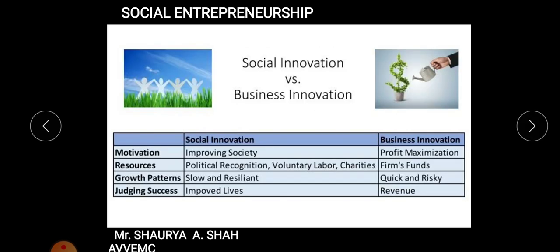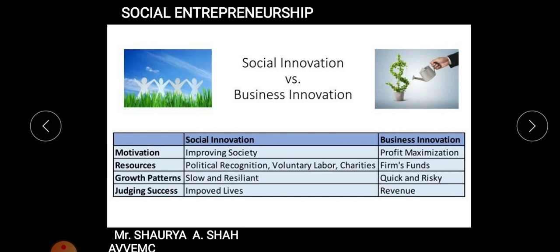Now, what is the difference between social innovation versus business innovation, students, right? In the last unit, we had studied simple innovation. What do you mean by that? Fine. So here, in social innovation, the very first motivation is improving the society, right? So what is the purpose behind that? Improving the society is your social innovation. Here, the main purpose of business innovation is profit maximization, right? So in order to maximize the profit, you are having business innovation.